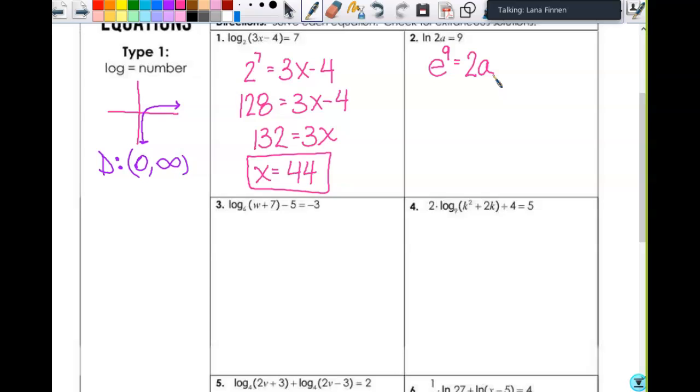So what would I do next? Divide by 2. So I'm going to divide both sides by 2. So I get a equals e to the 9th divided by 2. Remember, e is just some number. It's 2.7 something, but that doesn't even matter. So whatever e to the 9th divided by 2 is, I know it's positive. So when I substitute it in here, this stays positive, so I'm good. That is my answer. Okay.